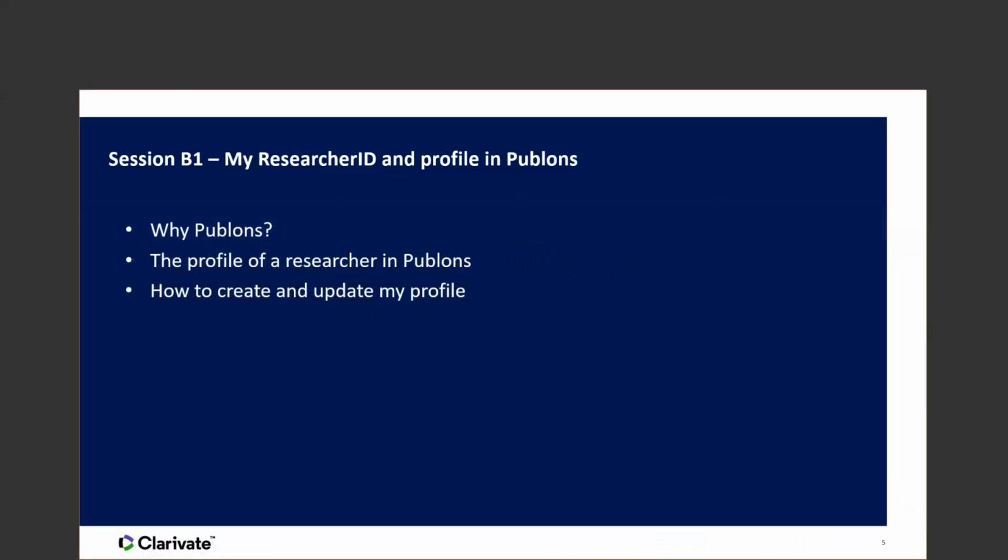I'm going to remind the story of Publons, what it is, and then we're going to have a look at a profile, the profile of a researcher. So we get familiar with what we have in Publons and all the sections of this profile, whose objective is to make visible all the contributions of a researcher to the community. It's not only about publications.